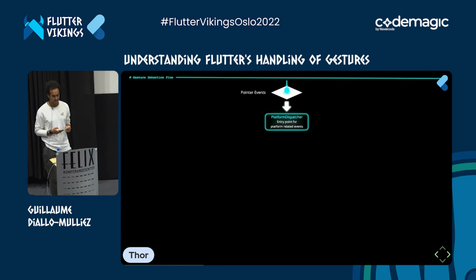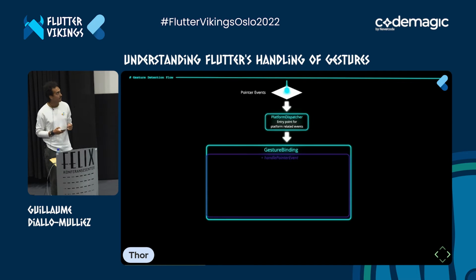And someone is listening to this platform dispatcher, and you might know about this mixin: it is the gesture binding. And the gesture binding is a mixin that is actually used by the Flutter widgets binding that is at the very top of your application. And it has one particular method that interests us here. It's the handle pointer event method. And this is what we're going to dive into to see what it actually does when the pointer event comes in.